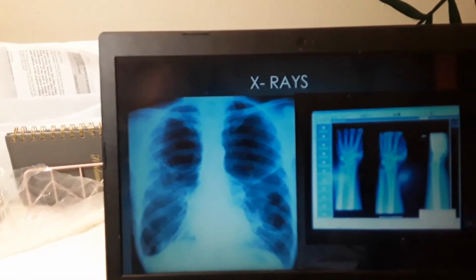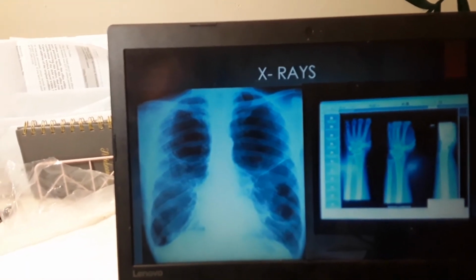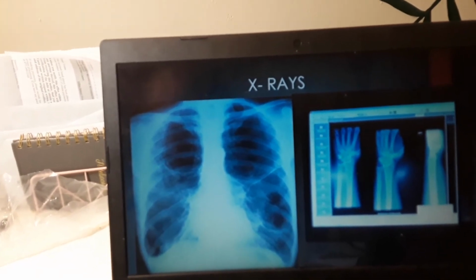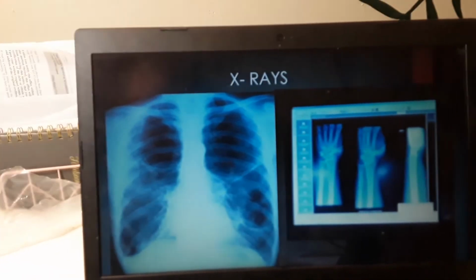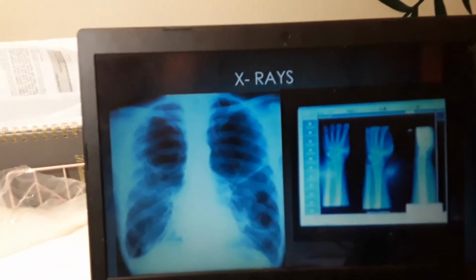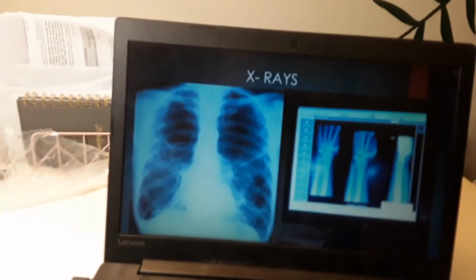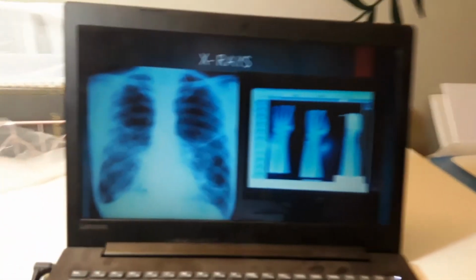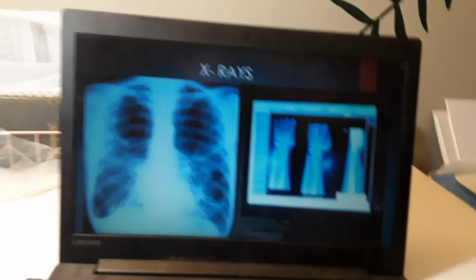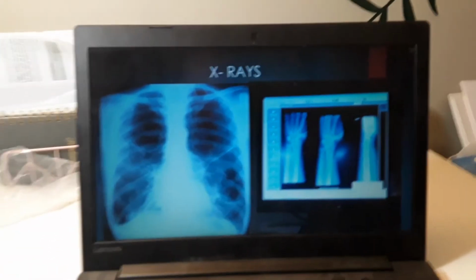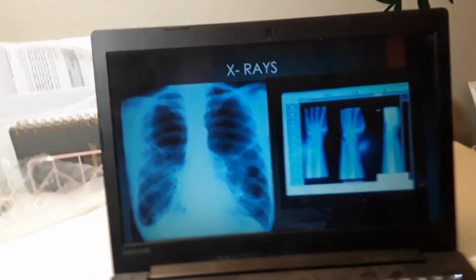X-rays will tend to pass through materials made from lighter atoms with relatively few electrons, but they're stopped in their tracks by heavier atoms such as lead. And this explains why you usually have to wear a lead apron, and why your radiologist also wears a lead apron when they're taking X-rays of you, so they are not damaged and so you are not damaged.